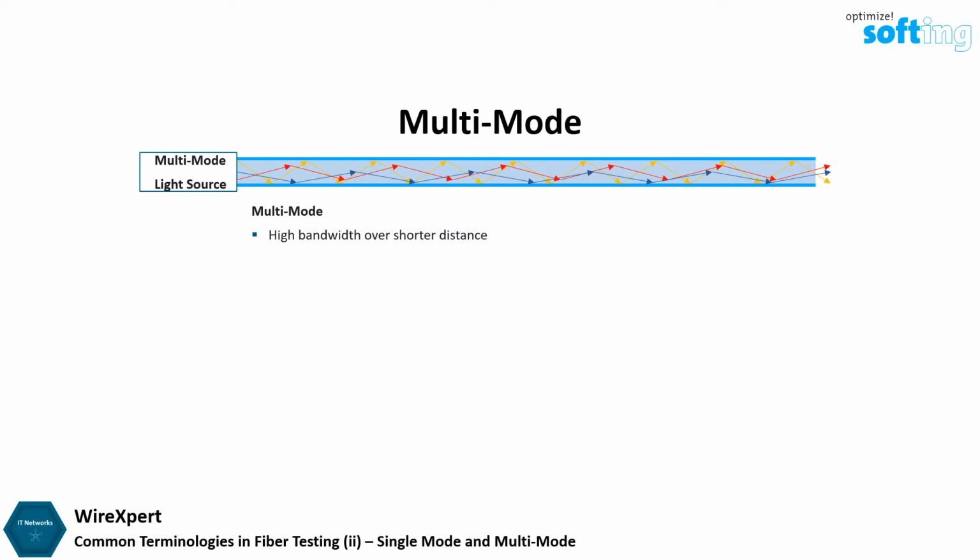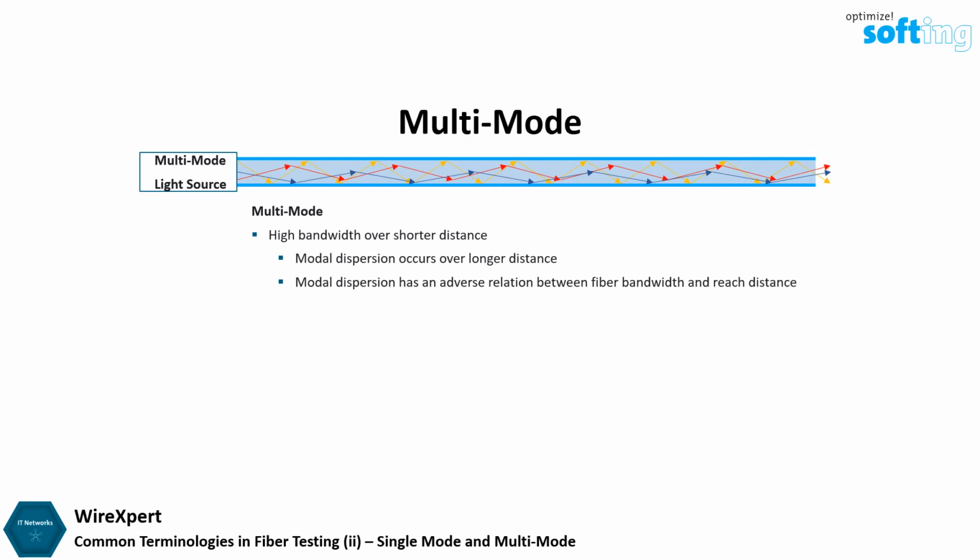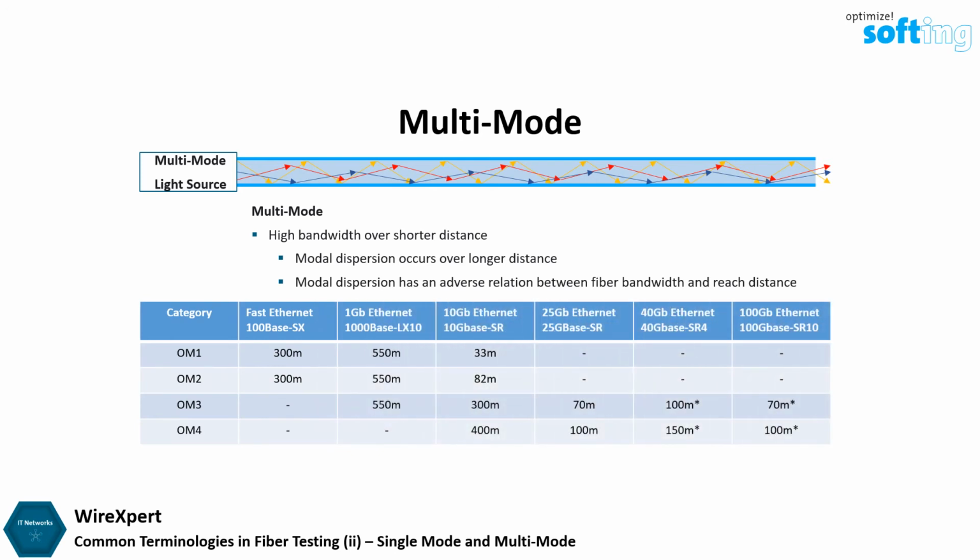When multimode runs over longer distances, modal dispersion occurs. Modal dispersion effect has an inverse relation between the fiber bandwidth and reach distance. The reach distance decreases as signaling bandwidth increases.